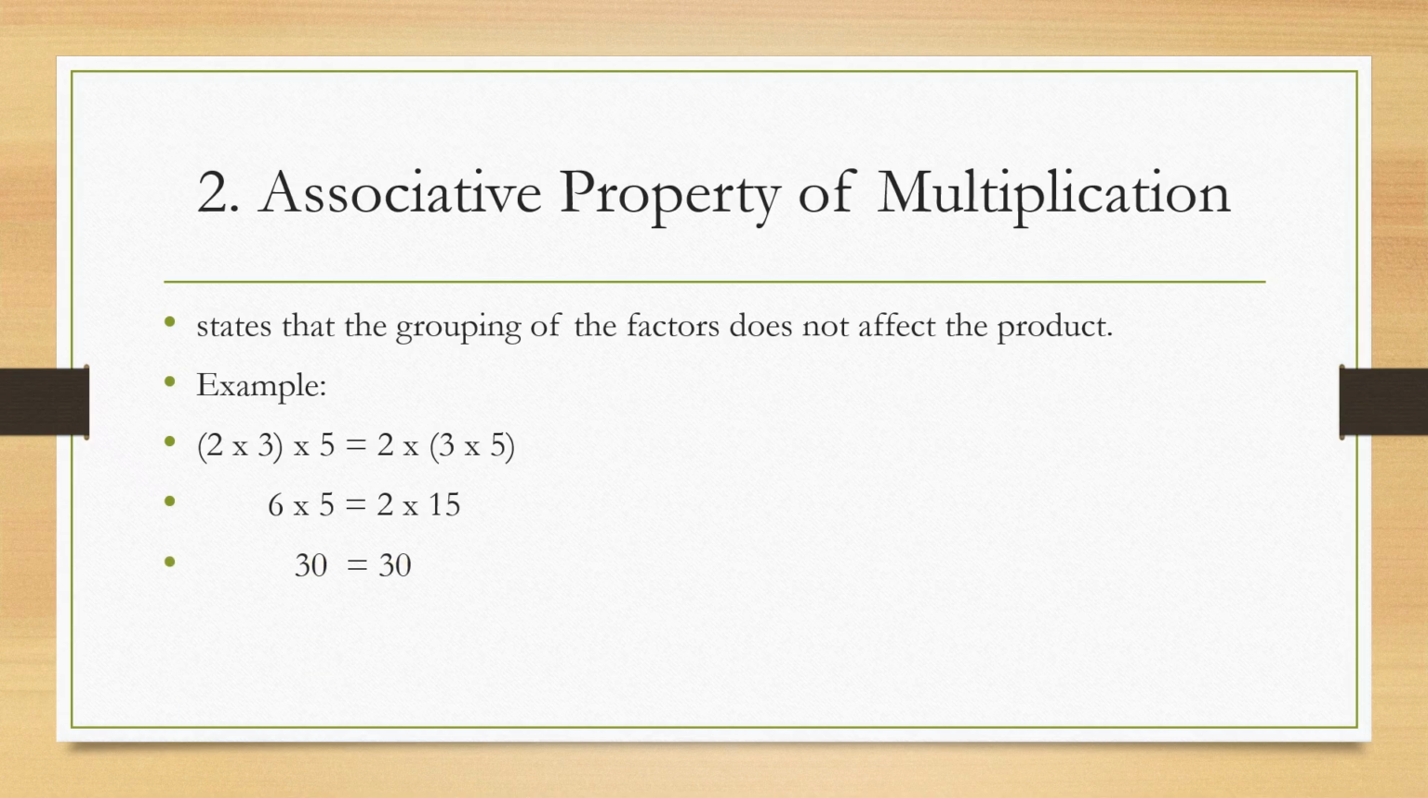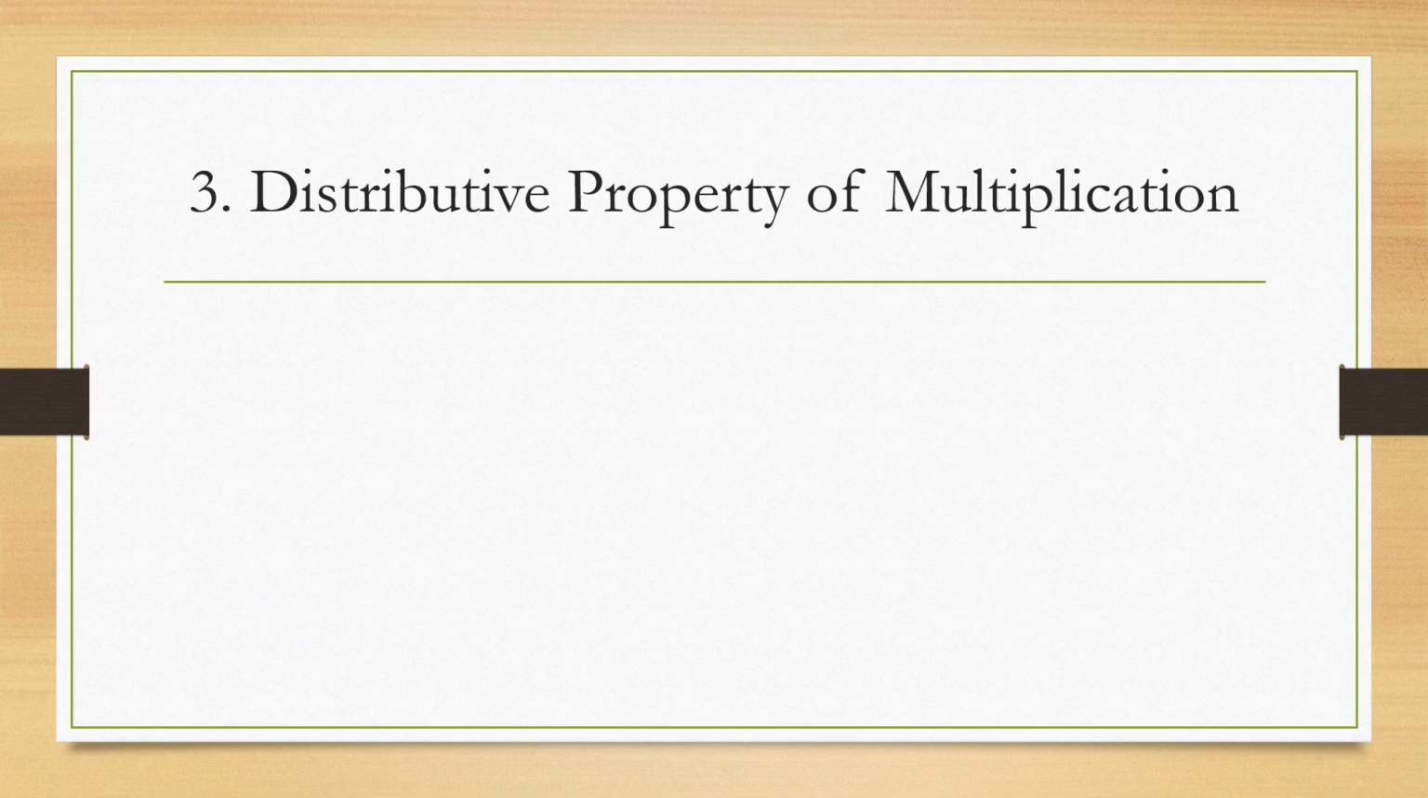That would be the same with the ones on the right side. 2 times 15 will give you 30 as its product. So the associative property of multiplication, again, states that the grouping of the factors does not affect the product. Okay, so this is our second property. Next is the distributive property of multiplication.